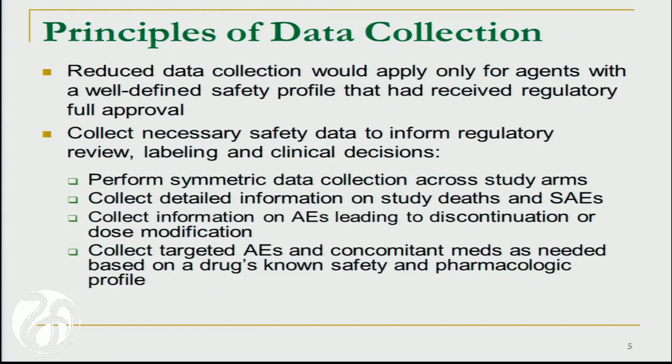And then we would collect targeted adverse events and information on concomitant medications as needed based on the drug's known safety profile or pharmacological class. So, for an anti-angiogenic, you might want to be sure to collect data on hypertension or cardiovascular events, but you wouldn't necessarily do that routinely for every drug class that perhaps is not known to have any particular effects on the cardiovascular system.